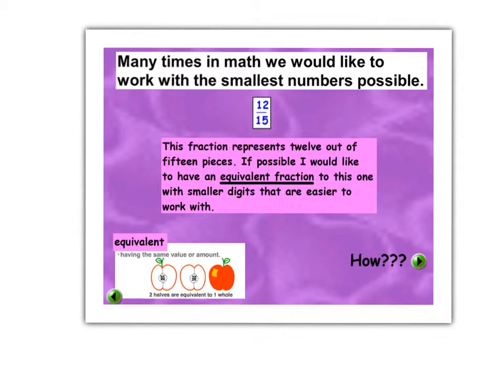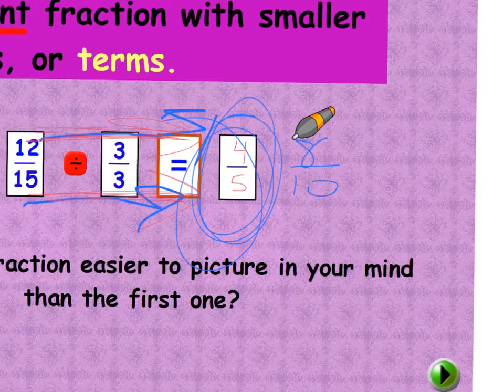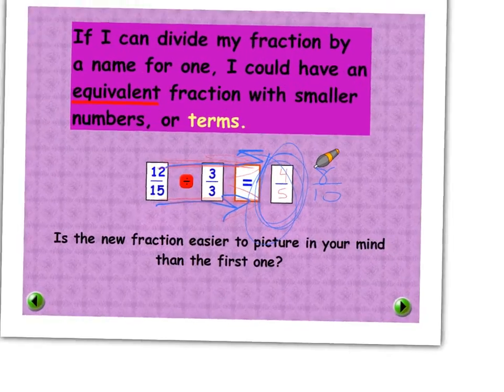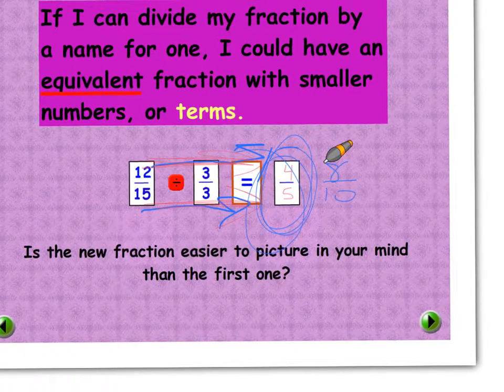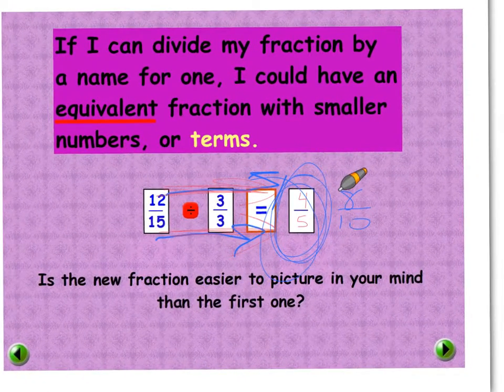So 12/15, simplify. We talked in group about how we could divide both numbers by 3. 12 divided by 3 gives us 4, and 15 divided by 3 gives us 5, so 4/5. Another student did notice that 8/10 would also be an equivalent fraction to 12/15 and 4/5, but 4/5 is the smallest and probably the easiest to work with in our mind.